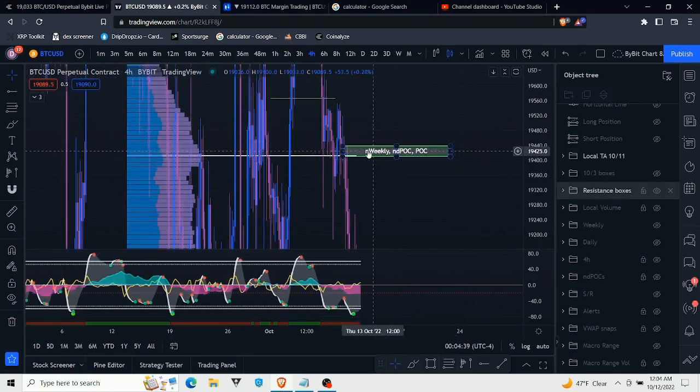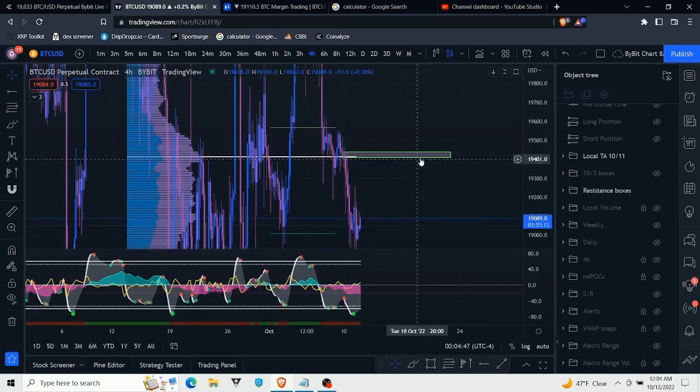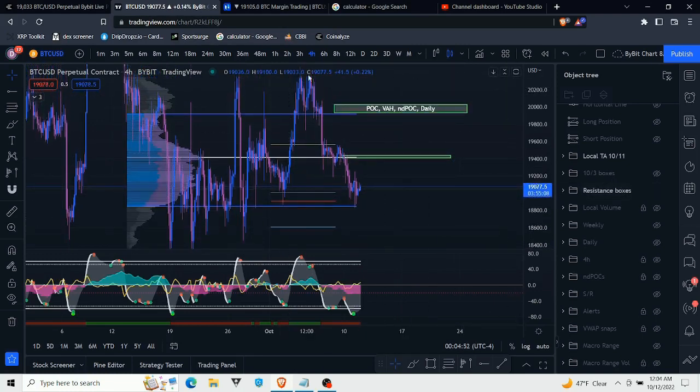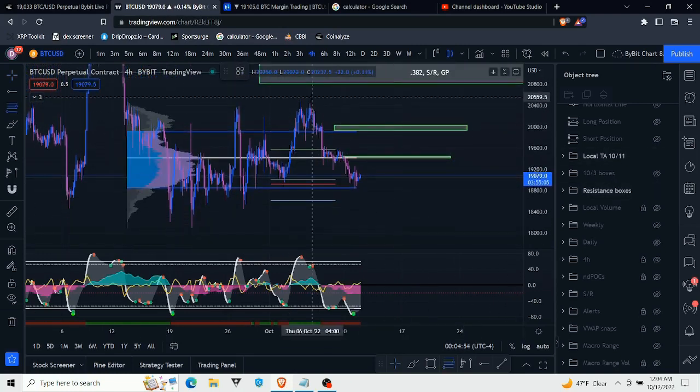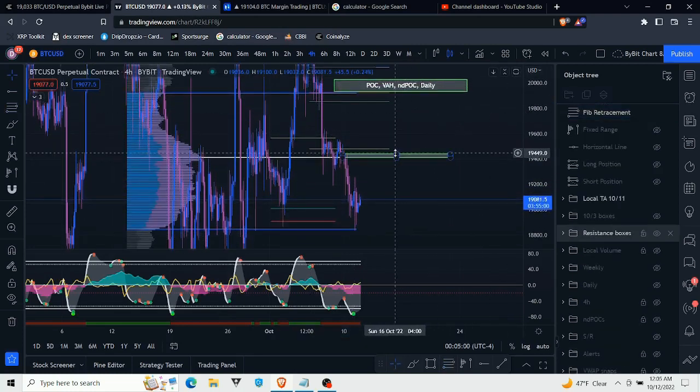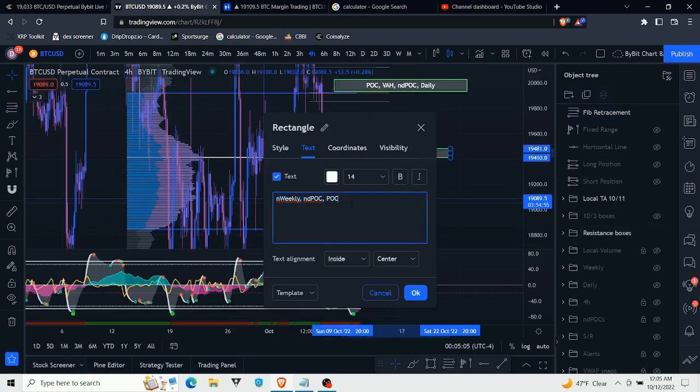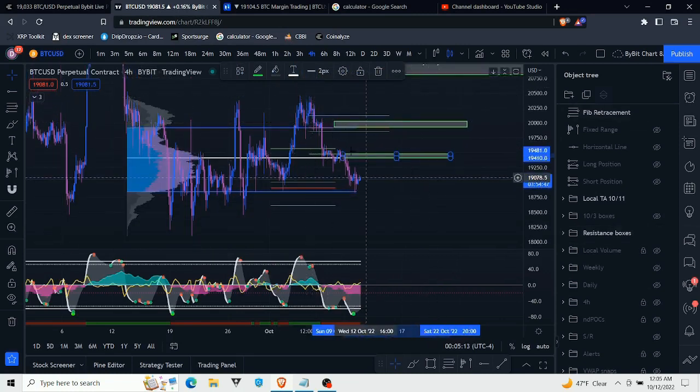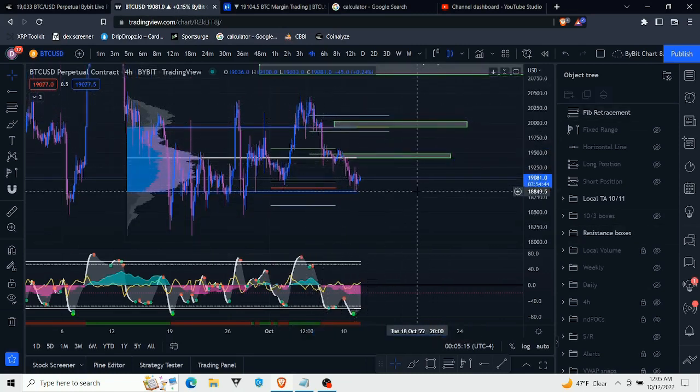So right here, I have this box marked out. It says N weekly, ndPOC, and point of control. And I could also label this 382 and golden pocket because, like you just saw, we had some fib levels lining up with this area as well. So maybe I can adjust this slightly, and I'll add 382 on here because it is the 382 of this entire move, so it's going to be a significant fib level, I'd say.